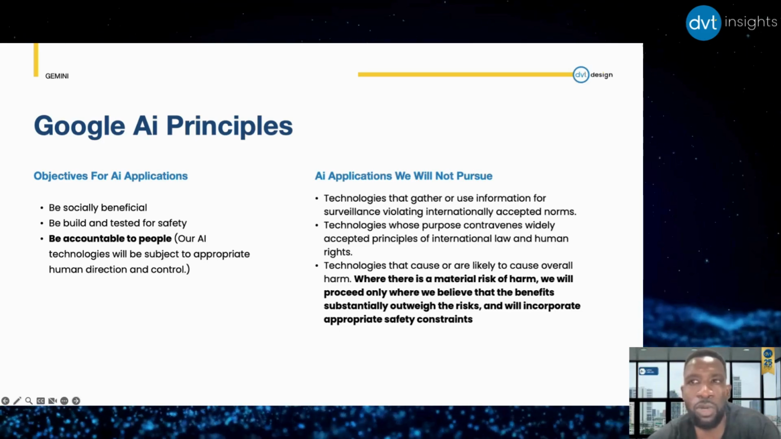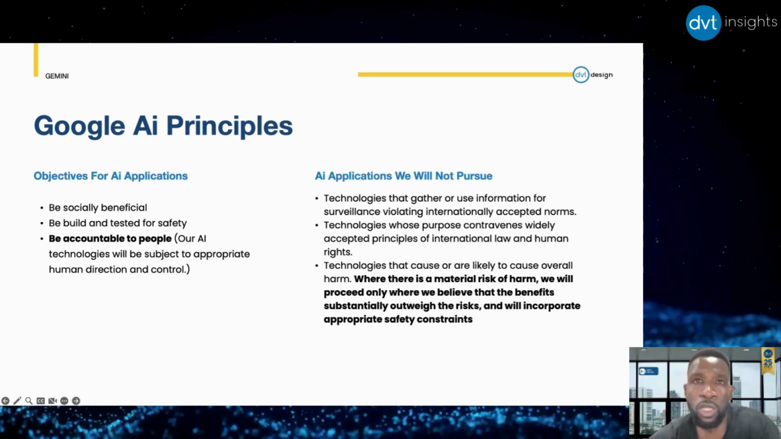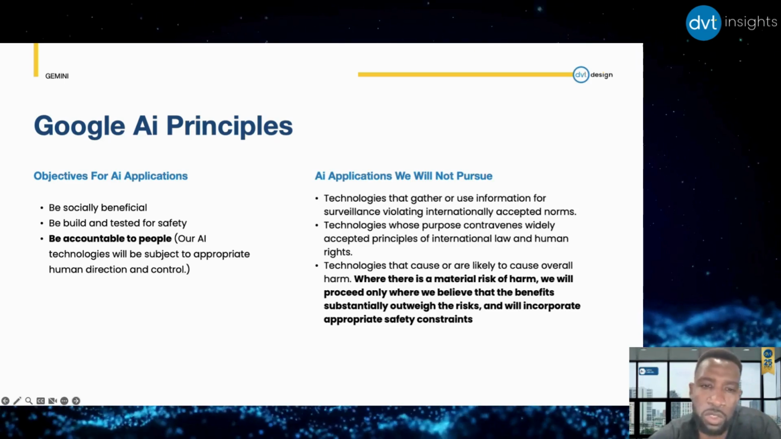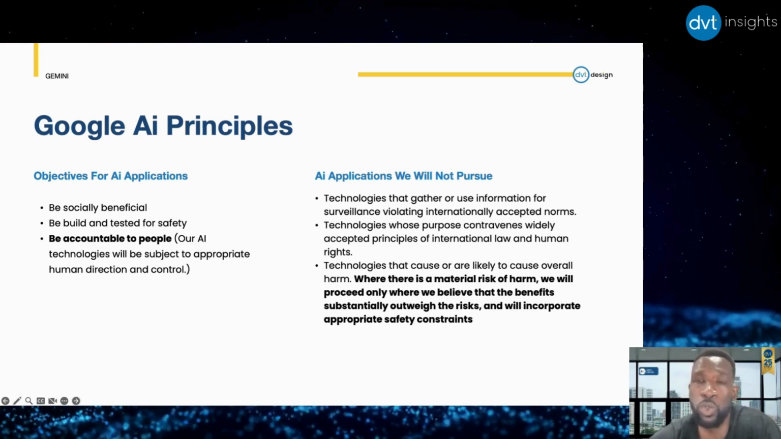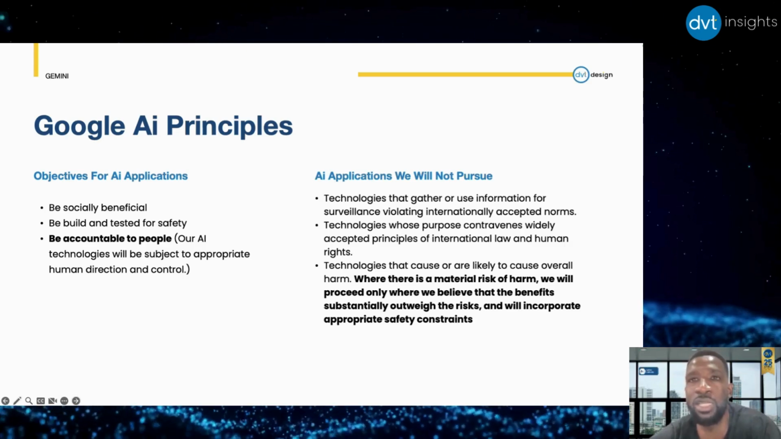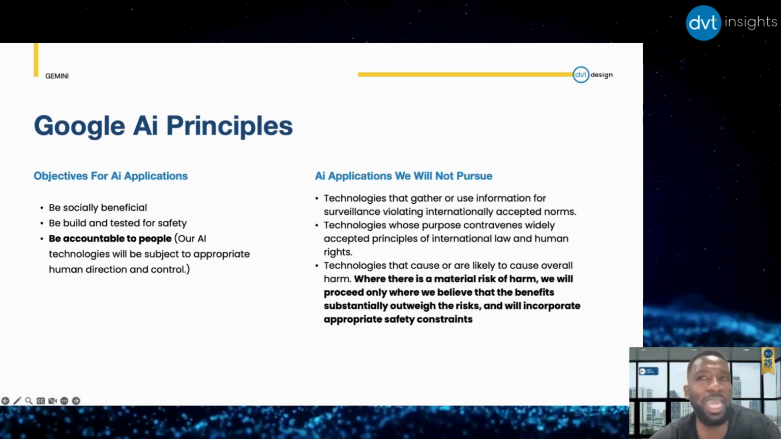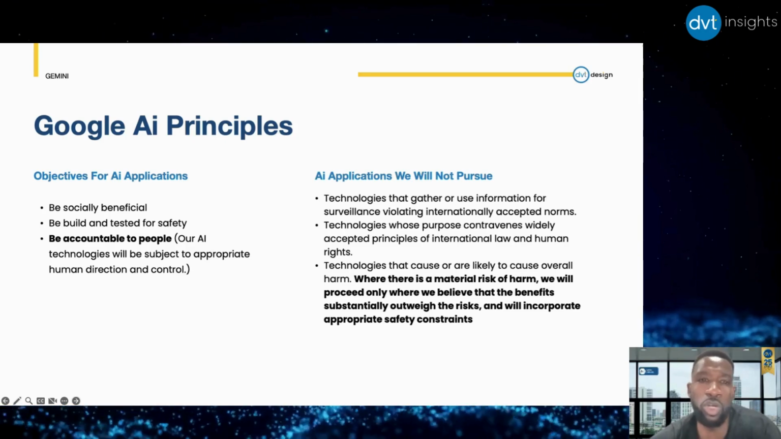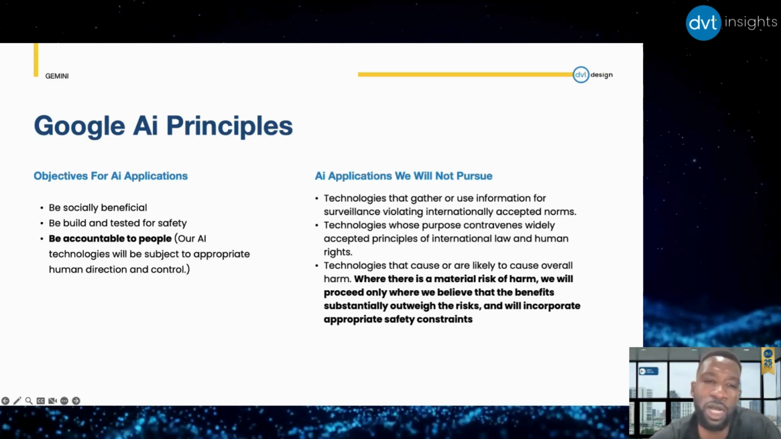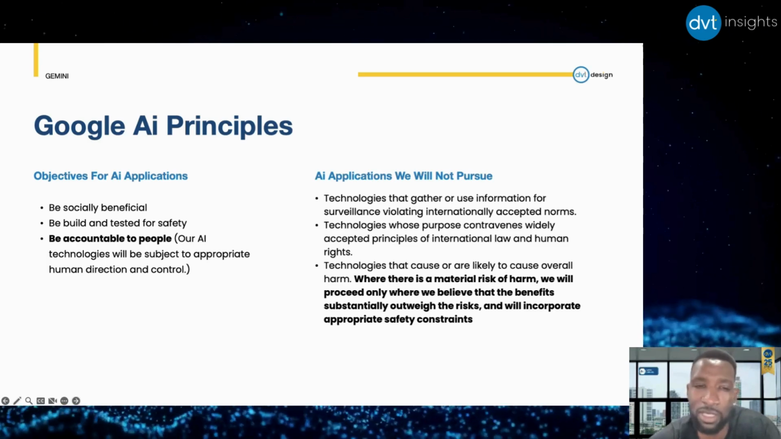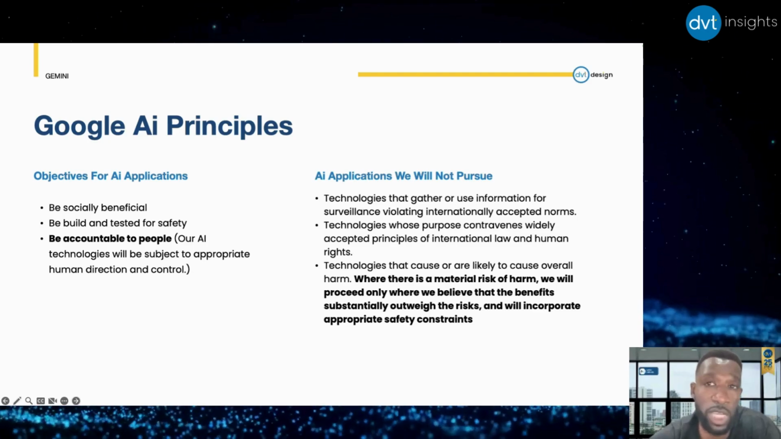Now, the other thing that I want to point you to is the last of the Google principles in our second column. Technology that causes or is likely to cause overall harm will not be pursued. So Google is saying that they won't be pursuing any technology that might be causing harm or is likely to do so. But it does not stop there. It goes further, and that's a part that we don't read. Where there is a material risk of harm, we will proceed only where we believe that the benefits substantially outweigh the risks, and we incorporate appropriate safety constraints.